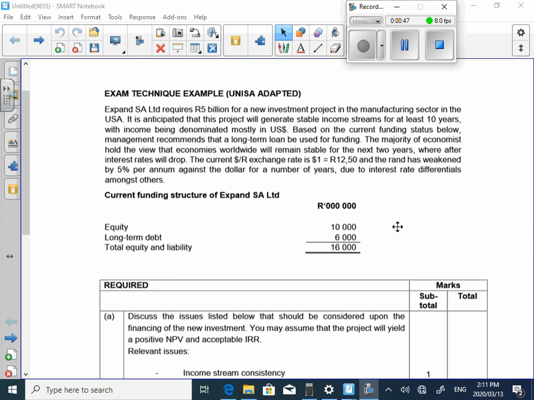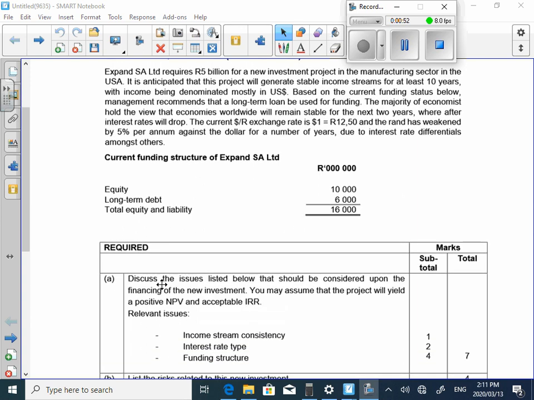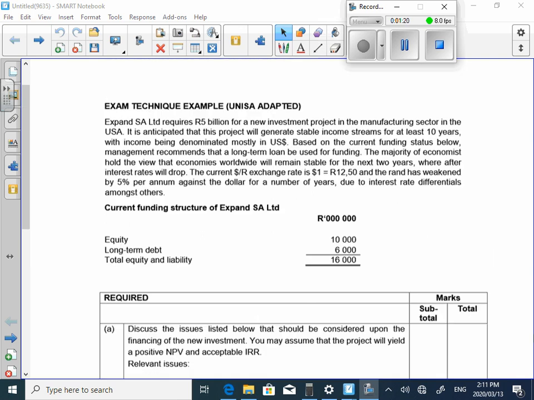Okay. Now that you've attempted it, let's go through the question. So discussion part A, it says discuss the issues listed below that should be considered. So income stream consistency, interest rate type, funding structure, and upon the financing of the new investment. You may assume the project will yield a positive NPV and acceptable IRR. Now it's asking you to discuss the issues, not list, but discuss. Okay? So income stream consistency, let's see what the question says.